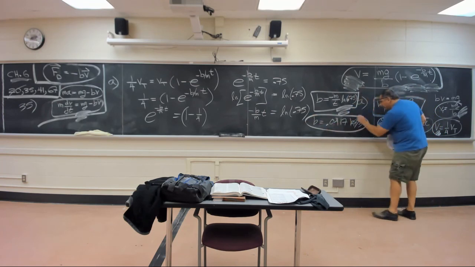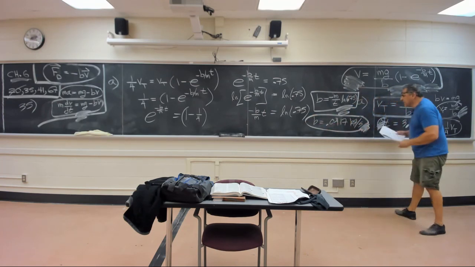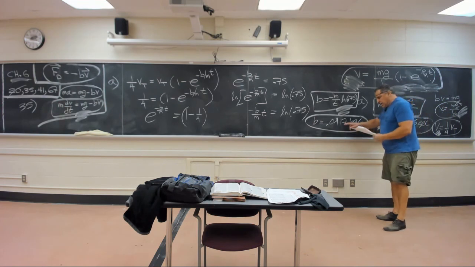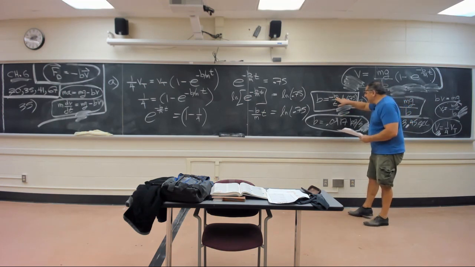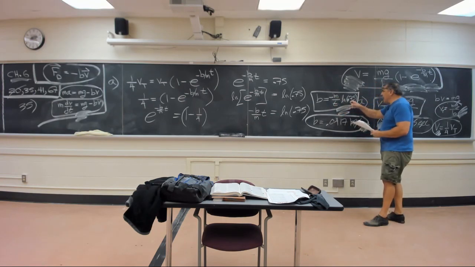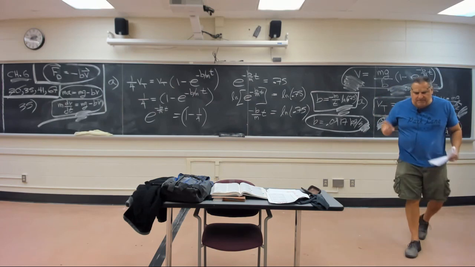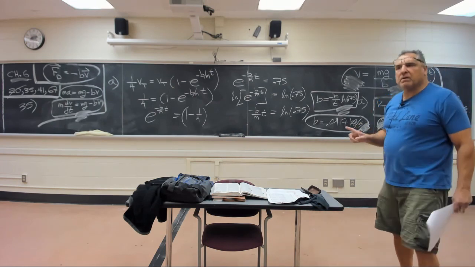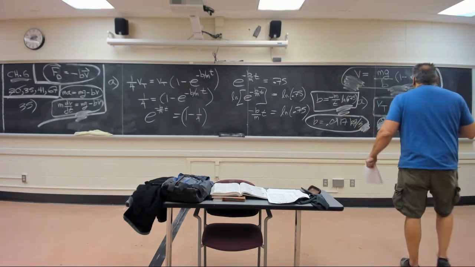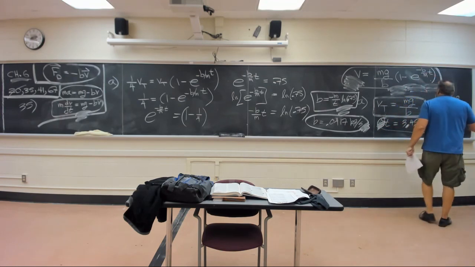My notes have a little more detail on it, but that's essentially all you're doing, guys. You're plugging in the mass. The mass is 0.5 kilograms. The time is 3.45 seconds. ln of 0.75. 0.75 is unitless. Got to make that very clear.